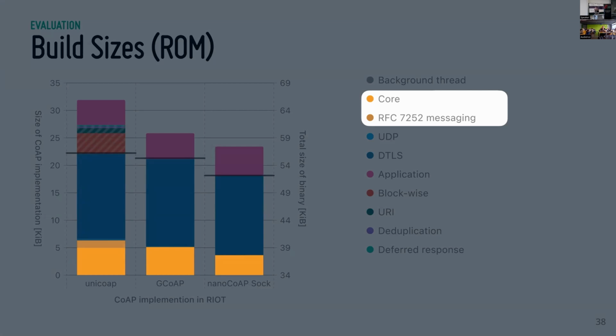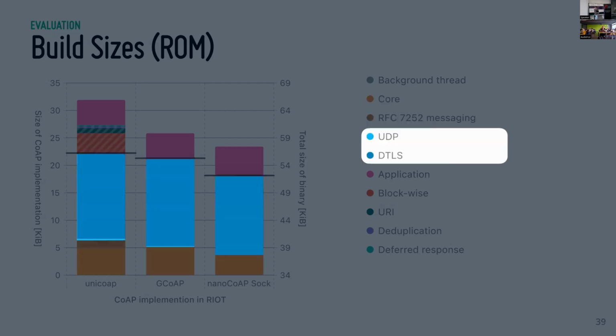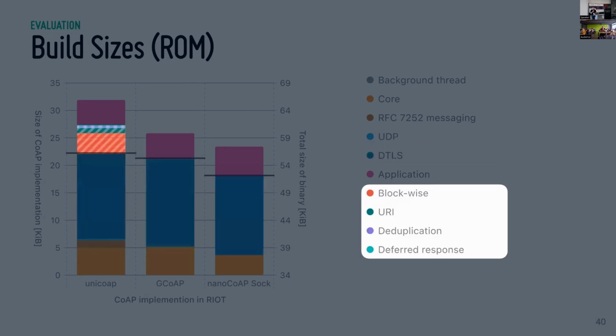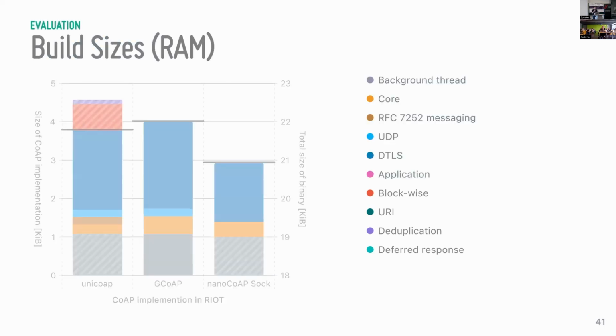We see unicoap has got a slightly higher flash consumption. The UDP and DTLS consumption is really the same. Again, not really measurable in nanocoap because there's no layer separation. The advanced features do consume memory in terms of flash, but it's manageable. It's not really that high, compared to, for example, DTLS, which includes the entire tiny DTLS implementation, by the way. So I think this is manageable.